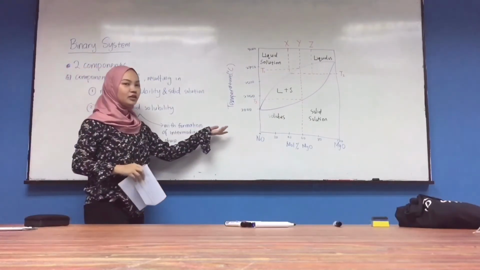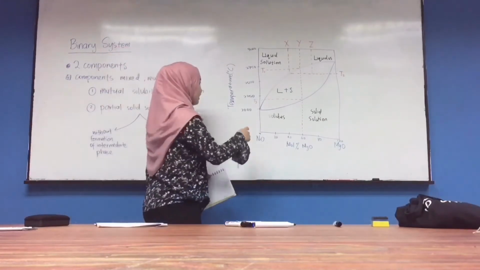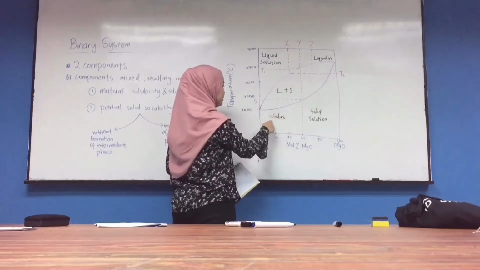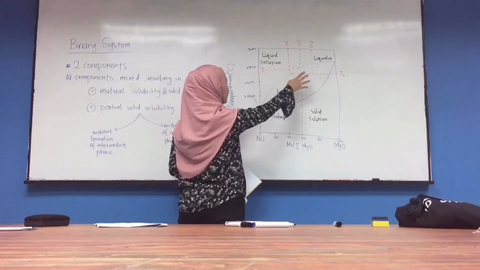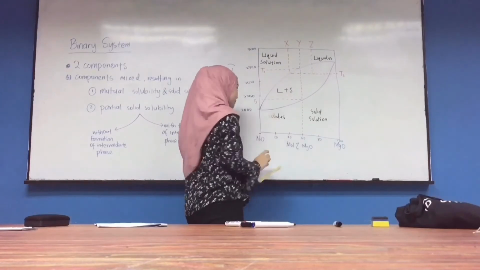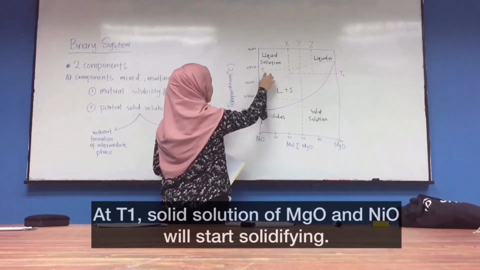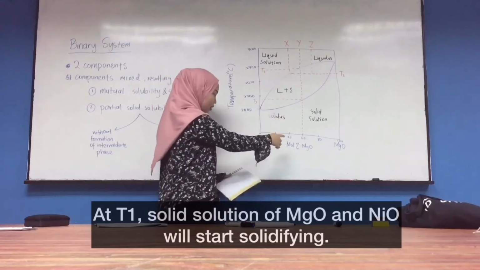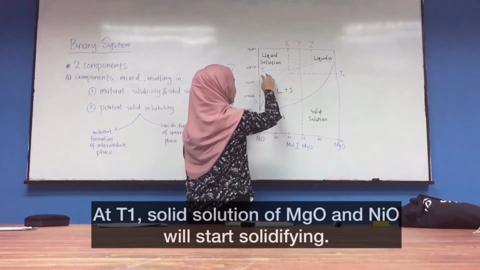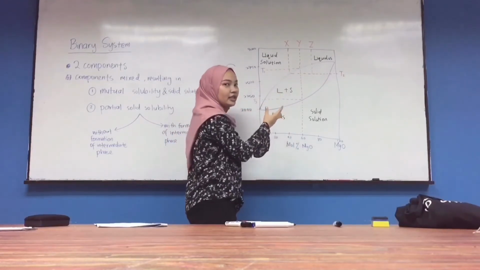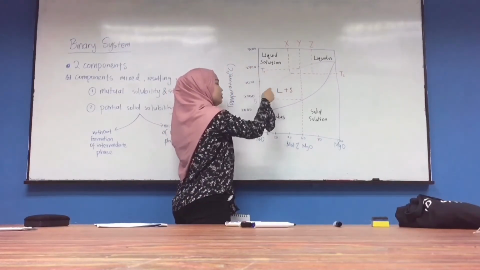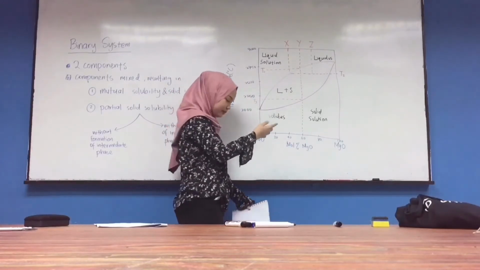Now we proceed to our phase diagram. In this diagram, we have 4 regions: solidus, solid solution, liquid solution, and liquidus. In the middle we have liquid plus solid. At T1, which is this, the solid solution of magnesium oxide and nickel oxide will start solidifying. So it is in liquid solution, but after this temperature, it will start solidifying to be more solid.